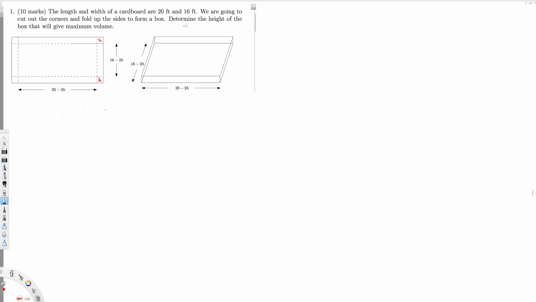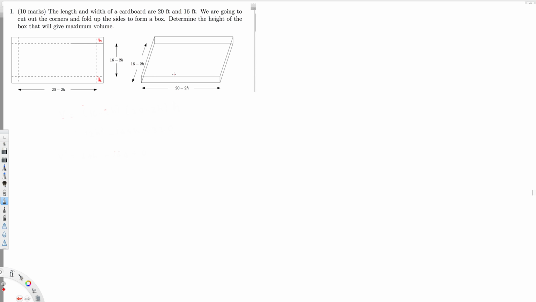Therefore, we know the height of the box is going to be edge, and they are saying to determine the height of the box that will give the maximum value. So we have to find the height that's going to give this box the maximum value. So let's see how we can find this.